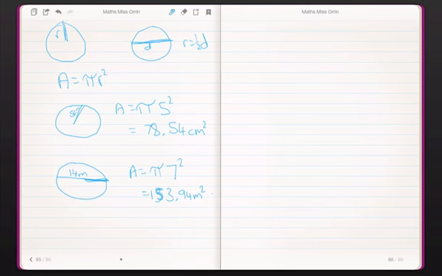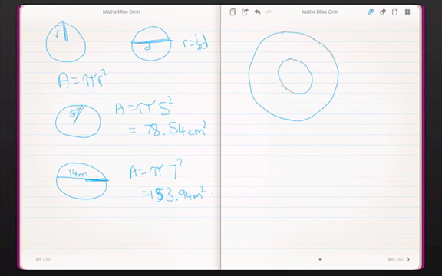Now, what if they told you to find the shaded area of a circle? What if they made a smaller circle in here? Let's call this diameter 4. Oh gosh, I've made that so small you can't see it. Let's have another go at that. Let's draw a really big one. So let's call this 4 centimeters, and let's call this one 10 centimeters.